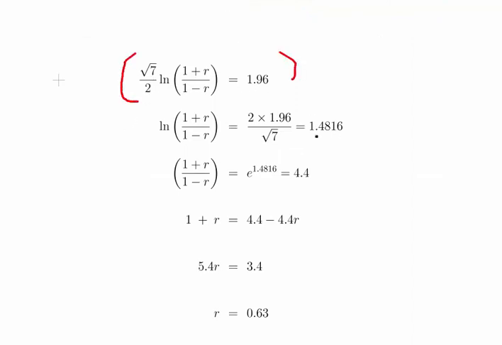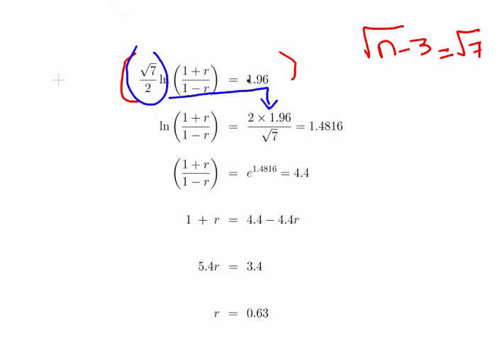Essentially what I'm going to do here is just rearrange everything. The square root of n minus 3 is the square root of 7. Essentially what I'm going to do is bring all of this over here and multiply it by 1.96. So the square root of 7 divided by 2 becomes 2 divided by the square root of 7 times 1.96. That gives us 1.4816.